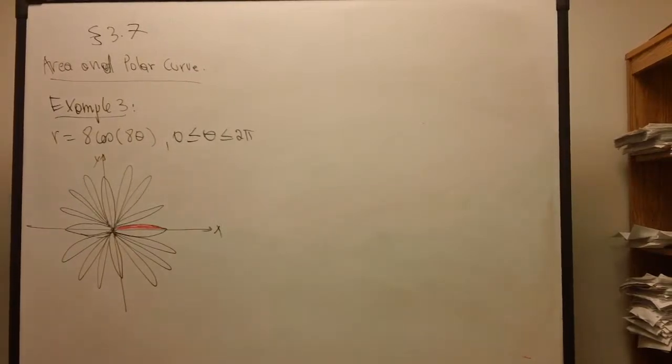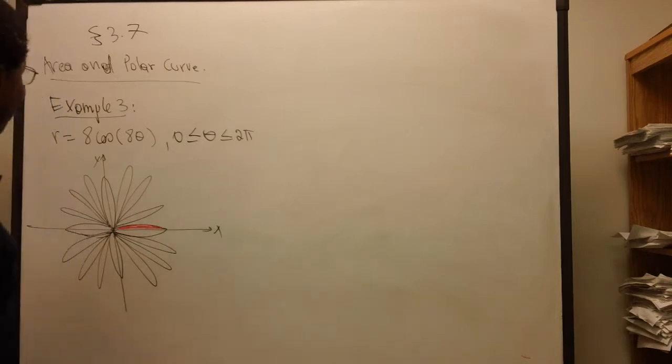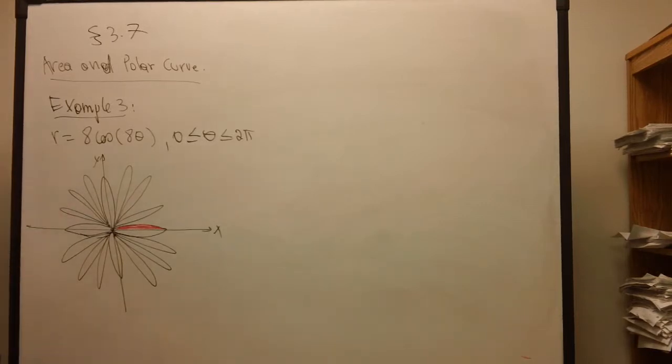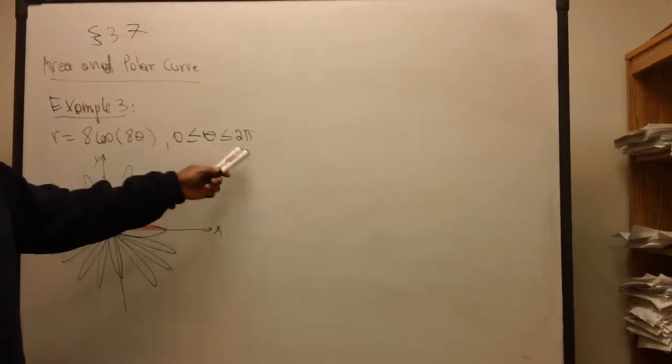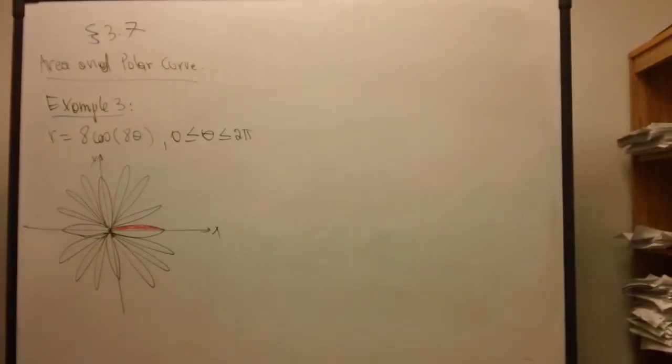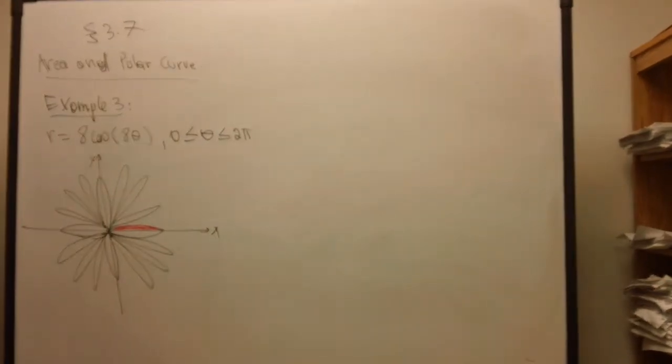Okay, so this time we're in section 3.7, which basically deals with area and polar curves. We're going to do example 3, which says that we are given r equals 8 times cosine of 8 theta, where theta is between 0 and 2 pi, and we want to find the area covered by this curve.